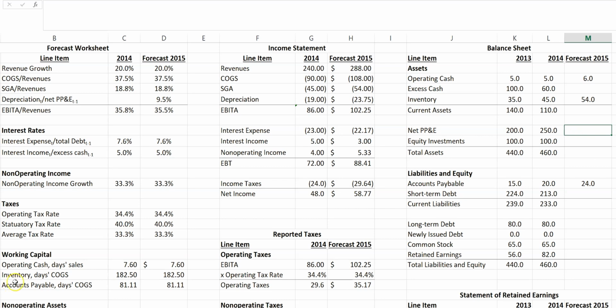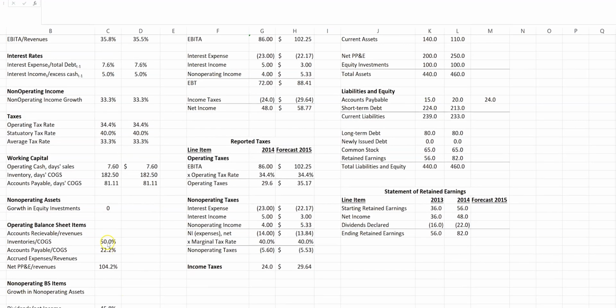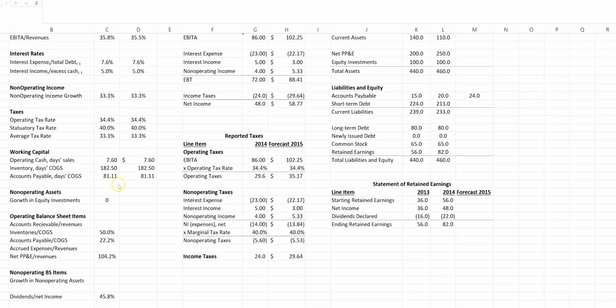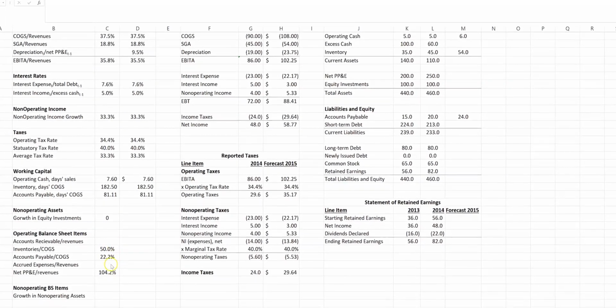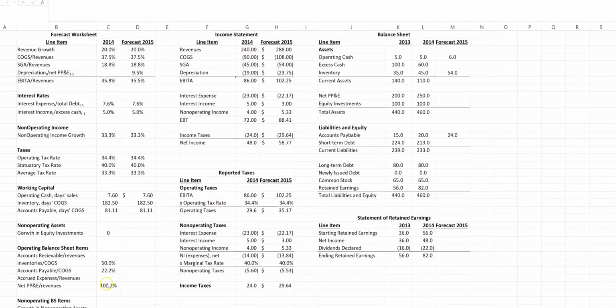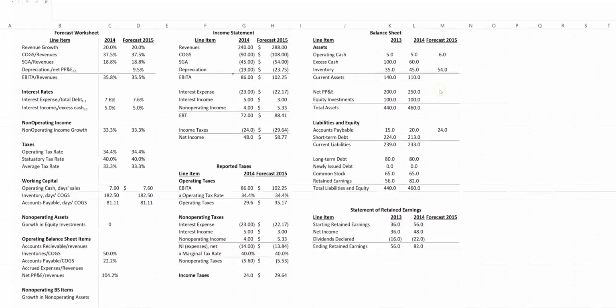So let's look at our operating balance sheet items. Now we don't have any accounts receivable for this firm, so we won't forecast accounts receivable. We have our inventory and accounts payable done in terms of days. This is just doing it in terms of percentage. There shouldn't be any difference here. We don't have any accrued expenses for the firm. Sorry, let me keep it up here. But we do have net PP&E, and net PP&E is one of the trickier things to forecast.